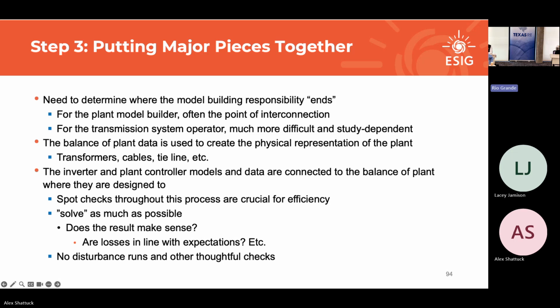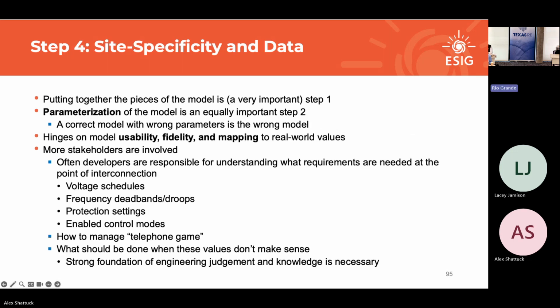Once you can solve it and run it and get actual values, do the losses and things make sense? If you have losses of 100 MVAR over a transformer, maybe you have the transformer model wrong, or vice versa. And then doing other types of node disturbance runs or thoughtful checks throughout the process, however you like to do your work when you build your EMT models, is really important as you're putting the pieces together.